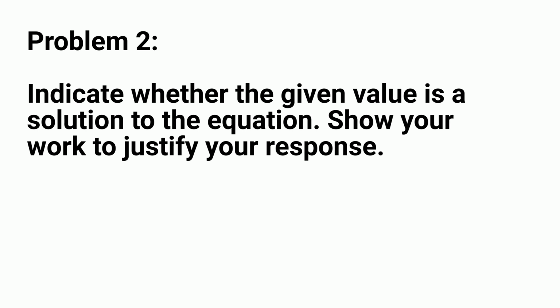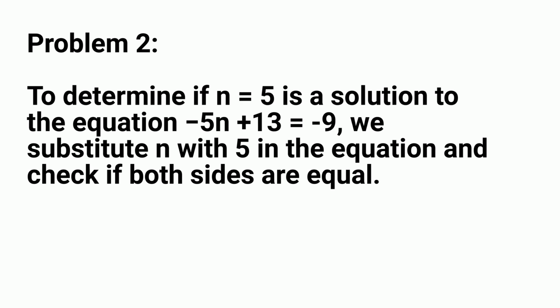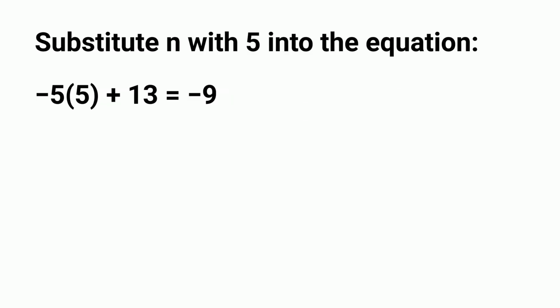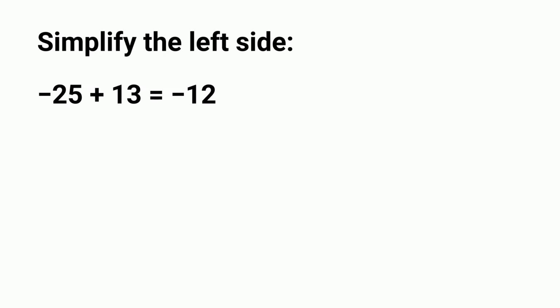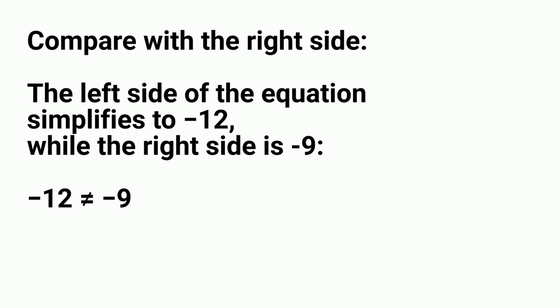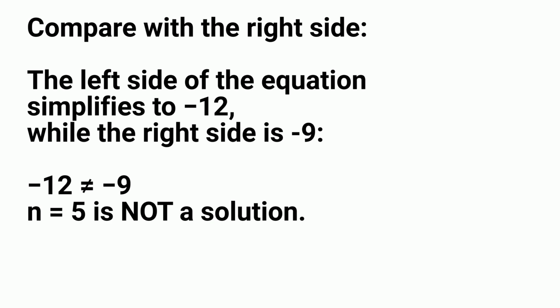Problem number 2. Indicate whether the given value is a solution to the equation. Show your work to justify your response. To determine if n = 5 is a solution to the equation -5n + 13 = -9, we substitute n with 5 in the equation and check if both sides are equal. -5 times 5 + 13 = -9. Now we have -25 + 13, which equals -12. Since -12 is not equal to -9, n = 5 is not a solution to the equation.